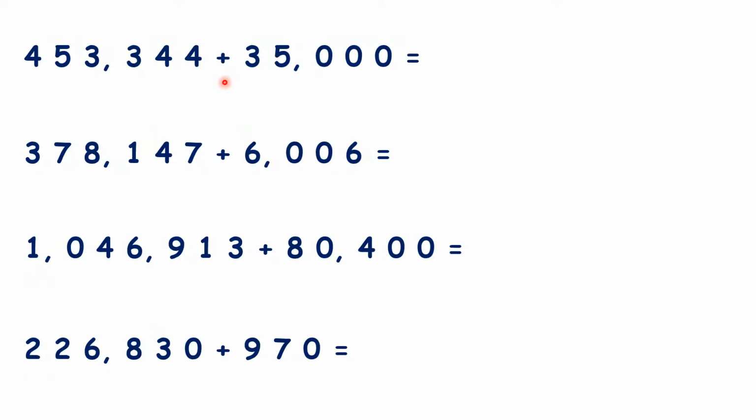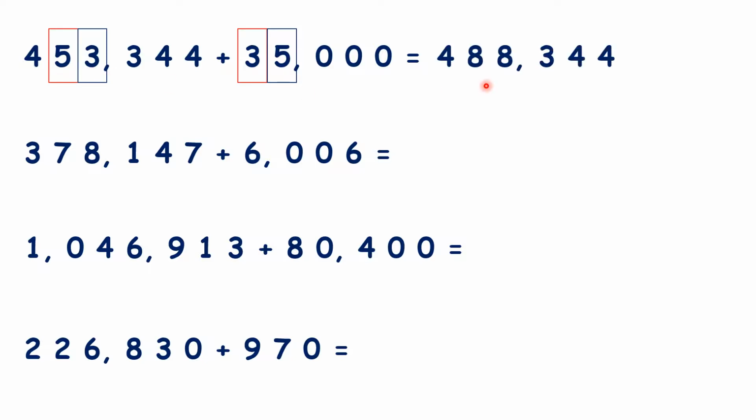Now let's see if we can add large numbers using mental methods, so without using column addition. For this first question, we can see that we're adding 3 10,000s and 5,000s, and we can do that without needing to exchange. So our answer is 488,344. So here, only the 10,000s and thousands digits have changed.